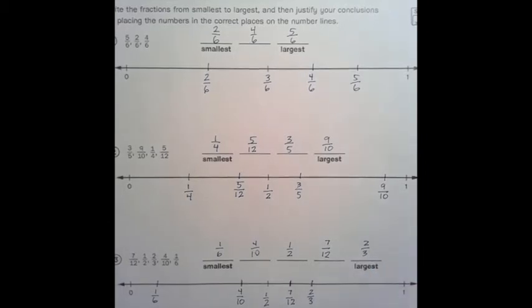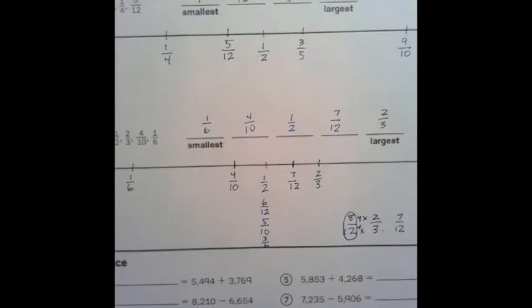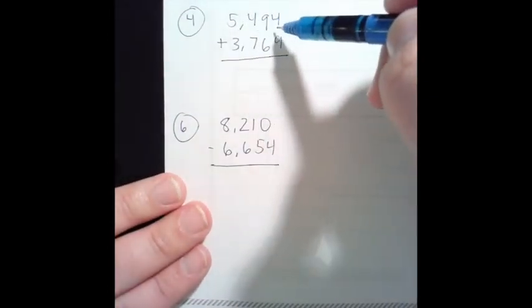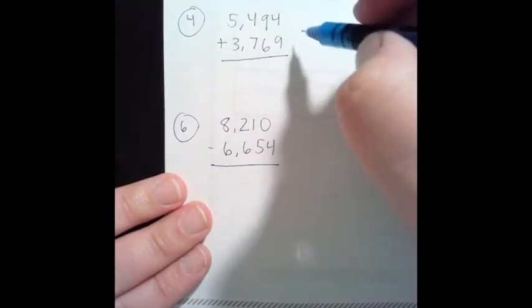Okay, so let's look at our practice. In our practice, we have a couple of addition and subtraction problems. I'm going to do one of each. So I'm going to do 4 and 6. I put it on a different paper here to work them out. Number 4 is 5,494 plus 3,769. So let's add those up.